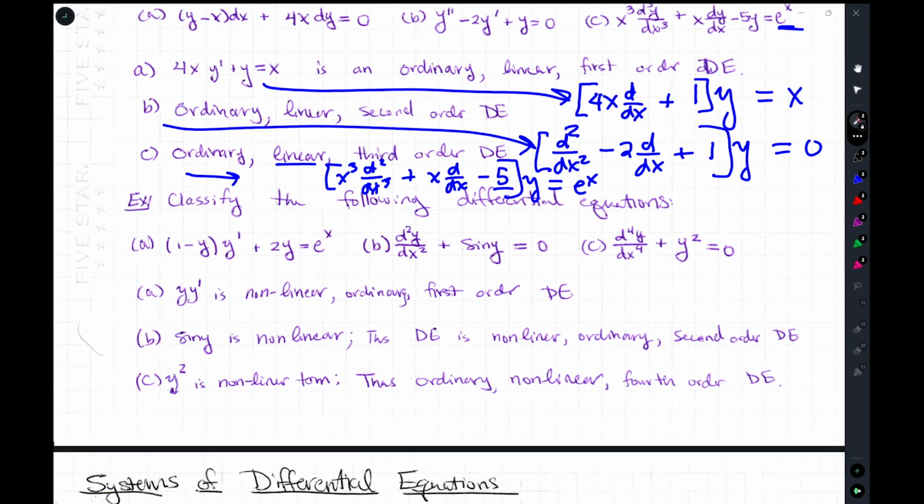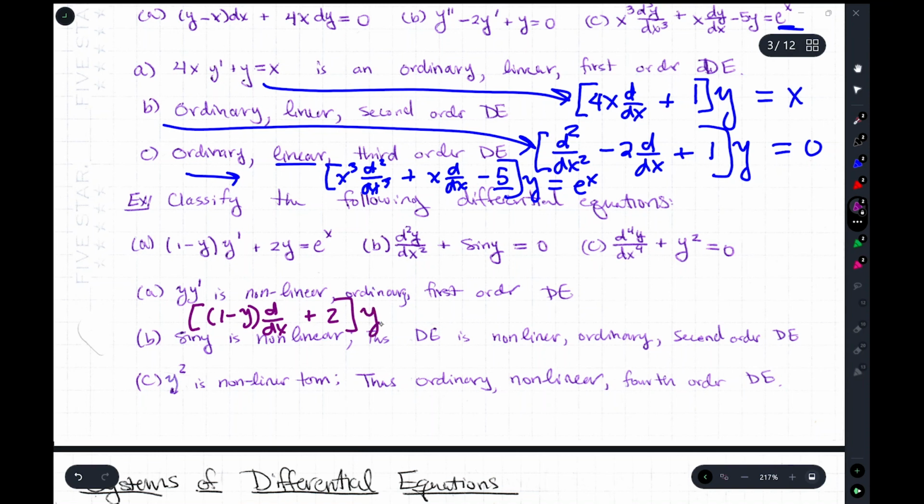All right, well, let's work with that a little bit. Let's try this trick of factoring out y, and let's see how it'll fail, okay? So we have (1 minus y d/dx plus 2) equals e to the x. And you could see there's really no way to get rid of that y.